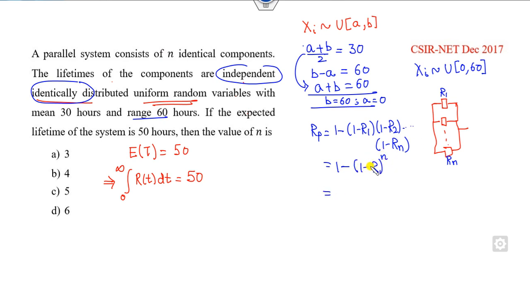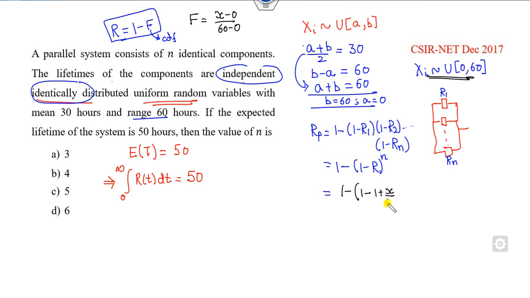So how can you find the reliability? We all know reliability is 1 minus failure, that is, 1 minus the CDF. Can you find the CDF? Yes, easily: x minus the lower limit over the range, so the CDF is x by 60. Reliability is 1 minus that, so it is 1 minus x over 60. So I can substitute this value.